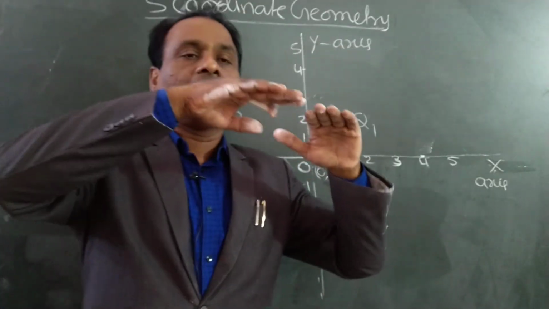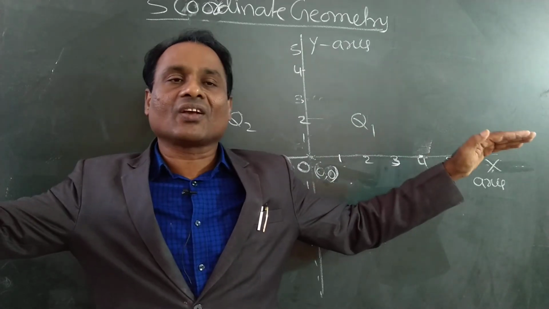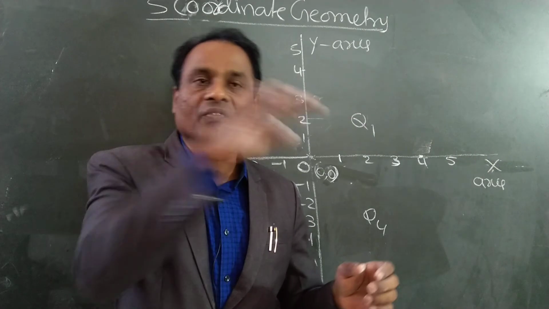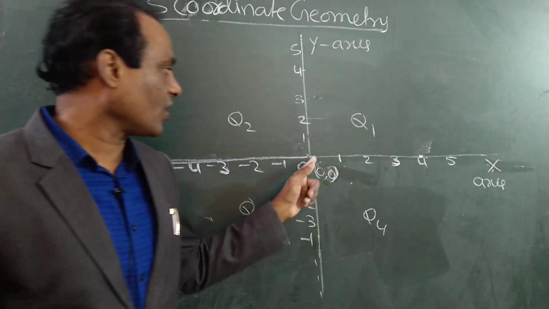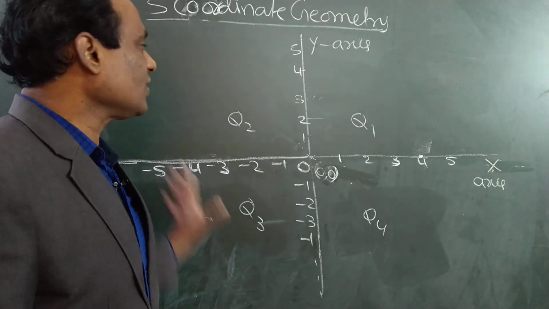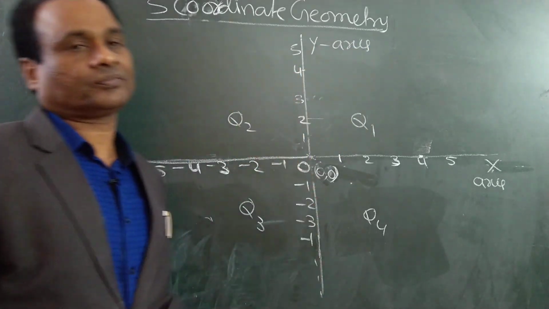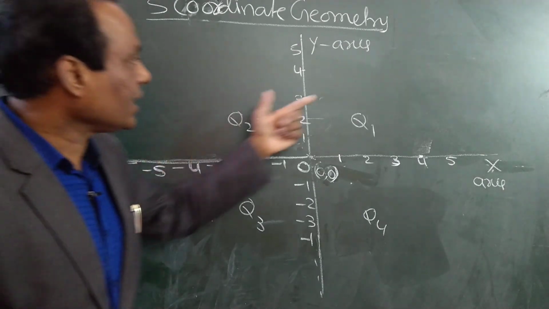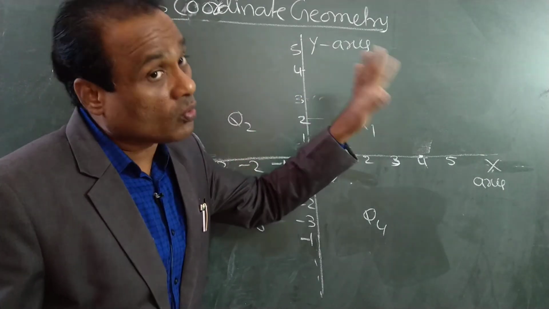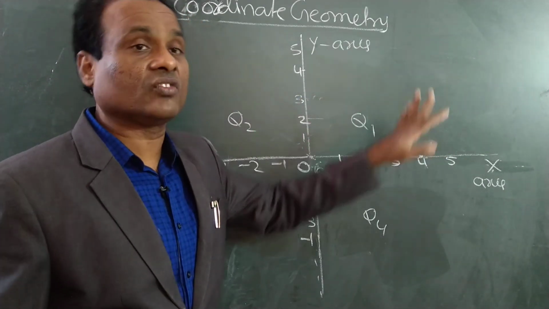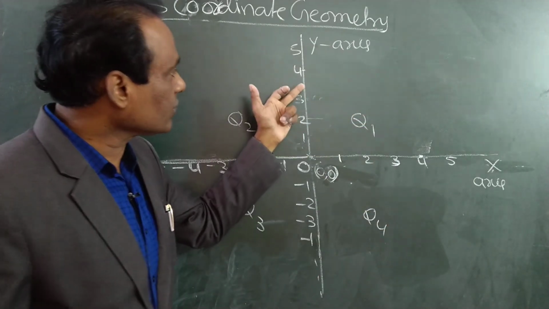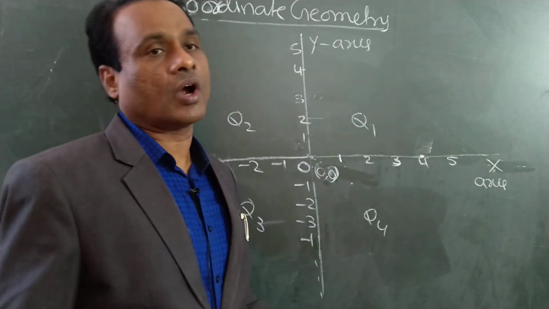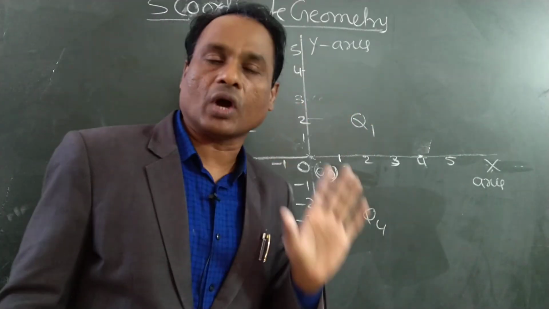First I explained we take a horizontal reference line called x-axis, and a vertical reference line called y-axis. The point of intersection of these two reference lines is called origin, and this total system is called Cartesian plane. Next, any point in the system will be represented by two values: one is x coordinate, one is y coordinate. The horizontal distance becomes x coordinate, the vertical distance becomes y coordinate.